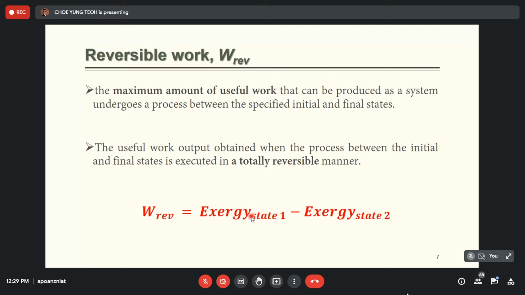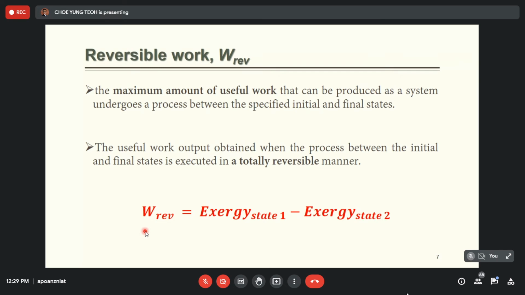How to measure this? Exergy at state 1 means the Exergy of the system before the process. Exergy at state 2 is the Exergy of the system after the process, at the end of the process. The process can be just a heat transfer, for example water at 100 degrees Celsius and water at 40 degrees Celsius. You calculate the Exergy inside the water at 100 degrees Celsius minus the Exergy inside the water at 40 degrees Celsius, then you should be able to measure the total maximum possible output that can be obtained from the heat transfer.